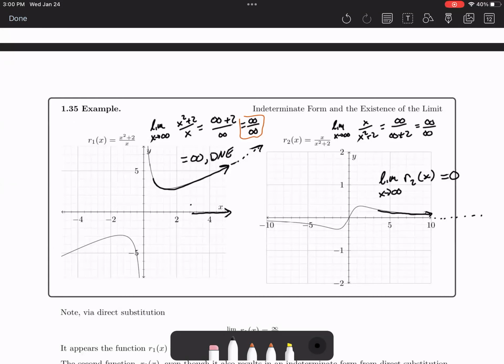So here we have two examples. An infinity divided by infinity indeterminate form that yields no limit. Here we have a function in which direct substitution gives us the indeterminate form, infinity divided by infinity, but the limit does exist.